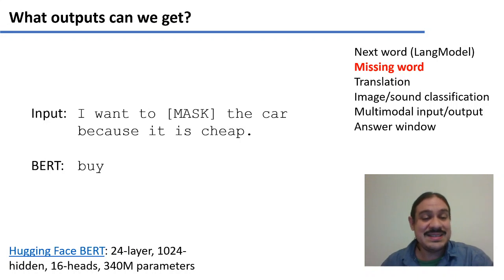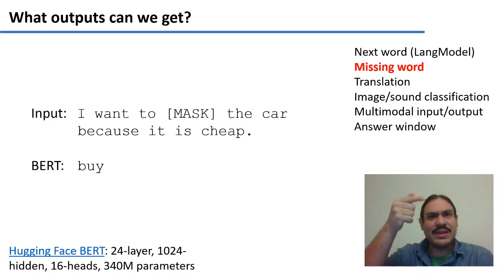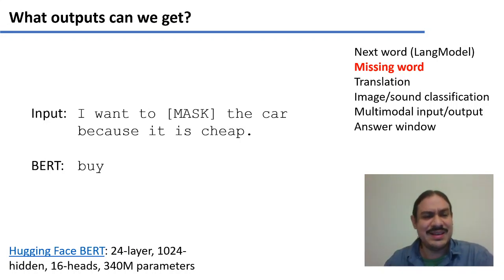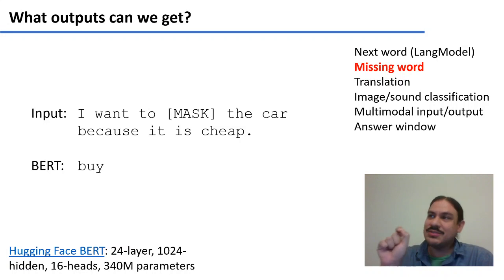This model has 24 layers. The layers have 1,024 hidden, I think it's 1,024 neurons in the hidden layers, 16 of something called attention heads, and it has 340 million parameters. So it's very large as well. So what this does is it looks at a sentence and then finds a gap and tries to see what could have gone there in the middle.